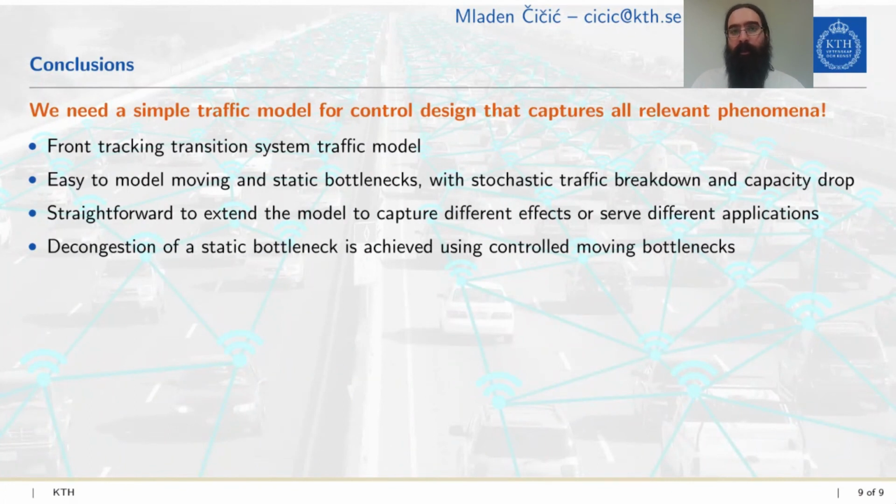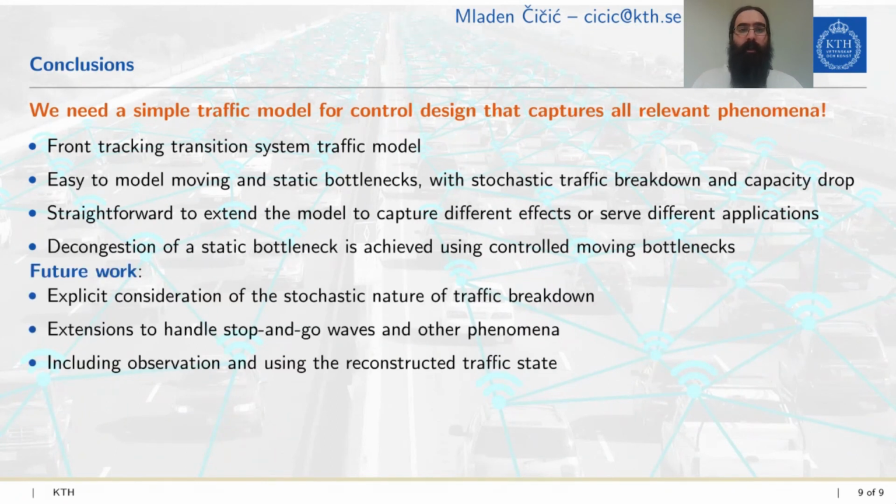And furthermore, it is fairly straightforward to extend this model to capture different effects or serve different applications, simply by redefining some transitions or using helper transitions and so on. And we have shown the effectiveness of this model on an example of decongesting a static bottleneck, which is achieved using controlled moving bottlenecks. Some potential avenues for further extending this work might be, first, to explicitly consider the stochastic nature of the traffic breakdown.